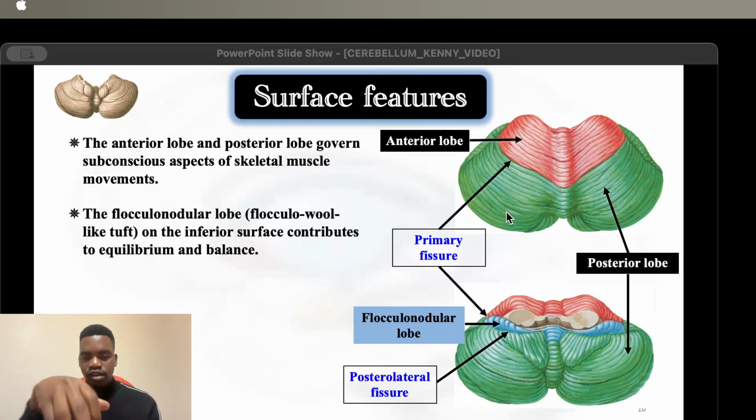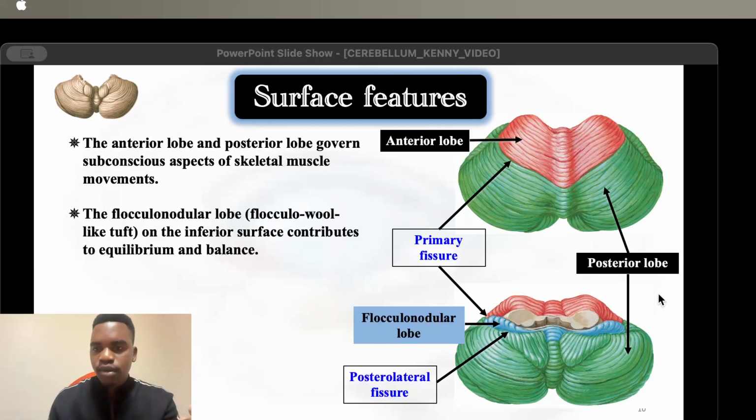But when you flip it upside down, as seen from the inferior view or the ventral surface of the cerebellum, this is the anterior lobe and this is the posterior lobe. On the lateral surface, you can see that this is the posterior lobe and this is the anterior lobe. So we can still see that primary fissure on the lateral sides of the inferior view. Even here you can see. That was the primary fissure.